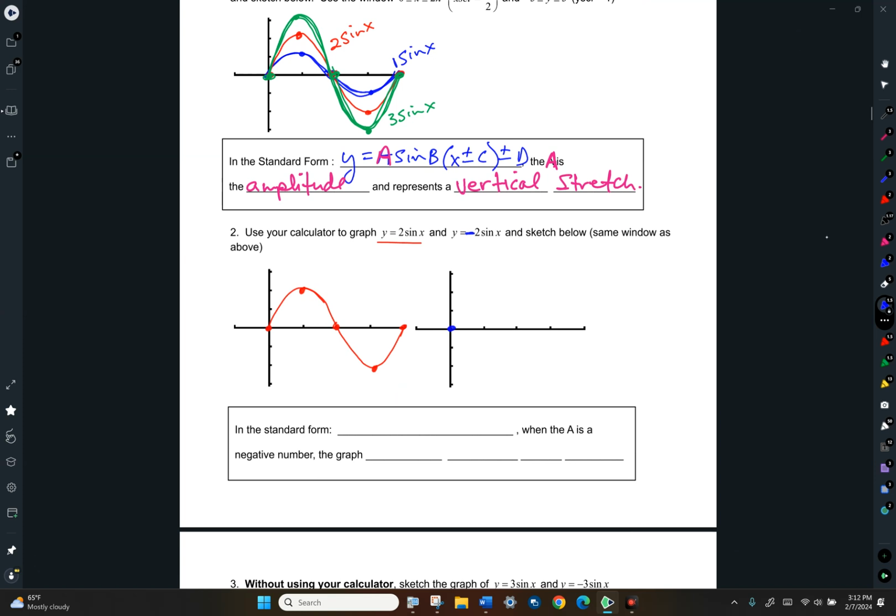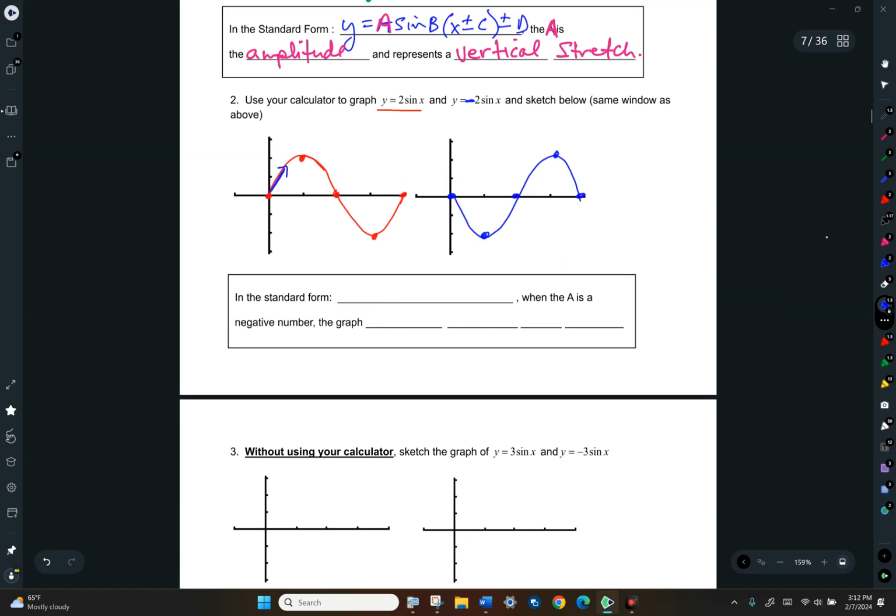It's still going to start, end, and halfway at 0, but instead of starting up, it's going to start down, because if I were to just flip this whole thing across the x-axis, it's going to come down first and then go up. So does this graph look like the exact same shape but just flipped across the x-axis?